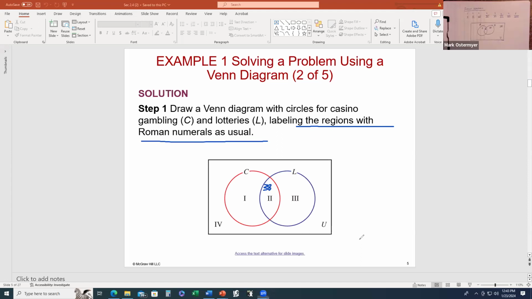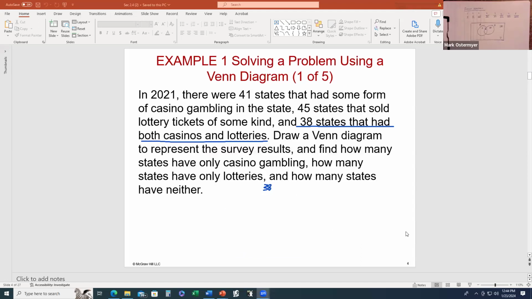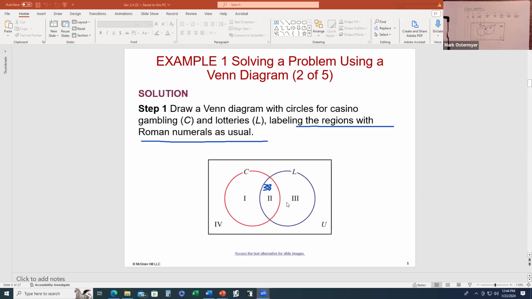All right. Then we read further backwards through the word problem here. It says 45 states sold lottery tickets of some kind. So 45 states have some sort of a lottery. All right, now, 45 states have lotteries. So do I put 45 in region three?